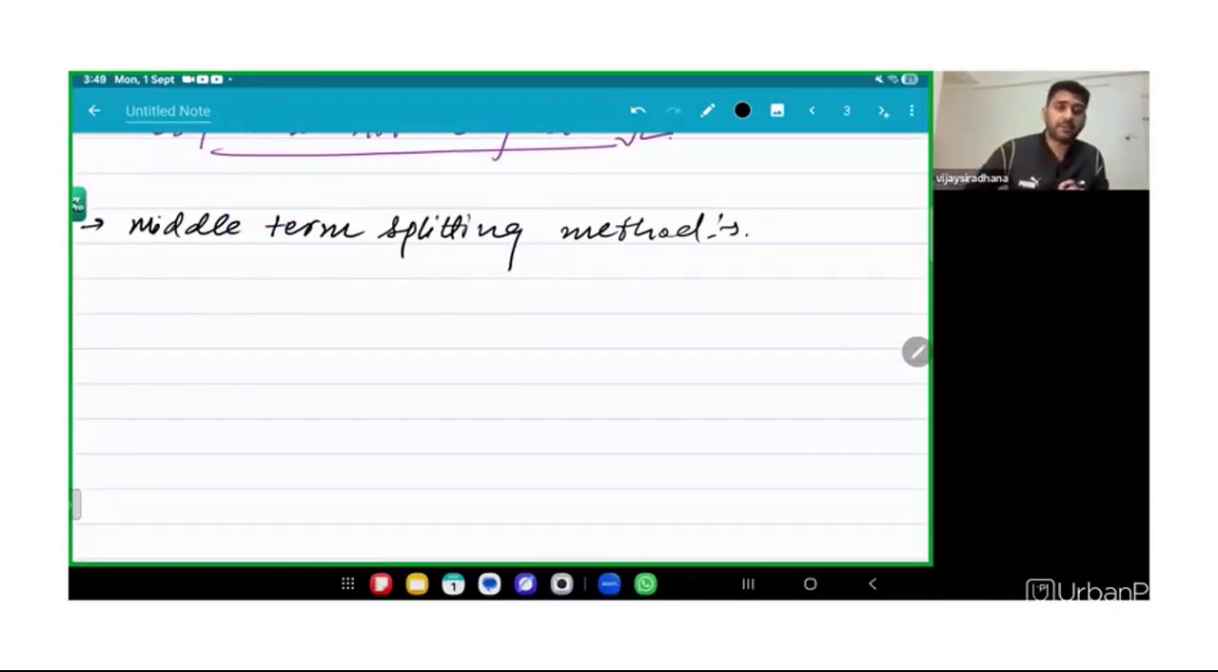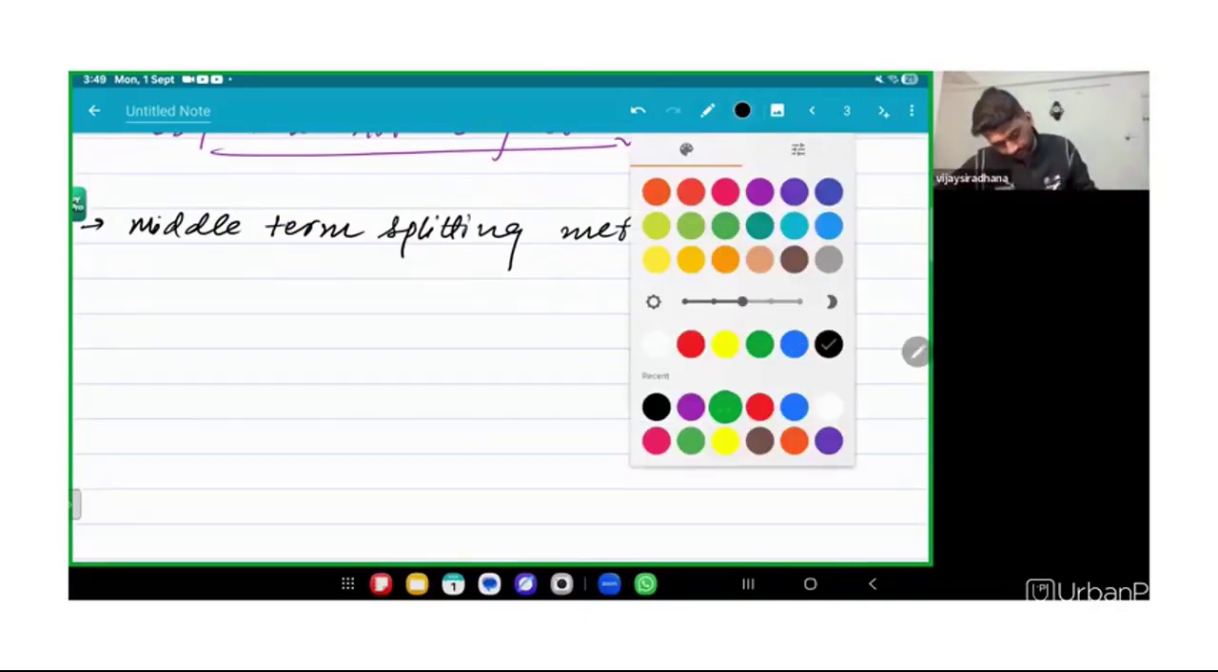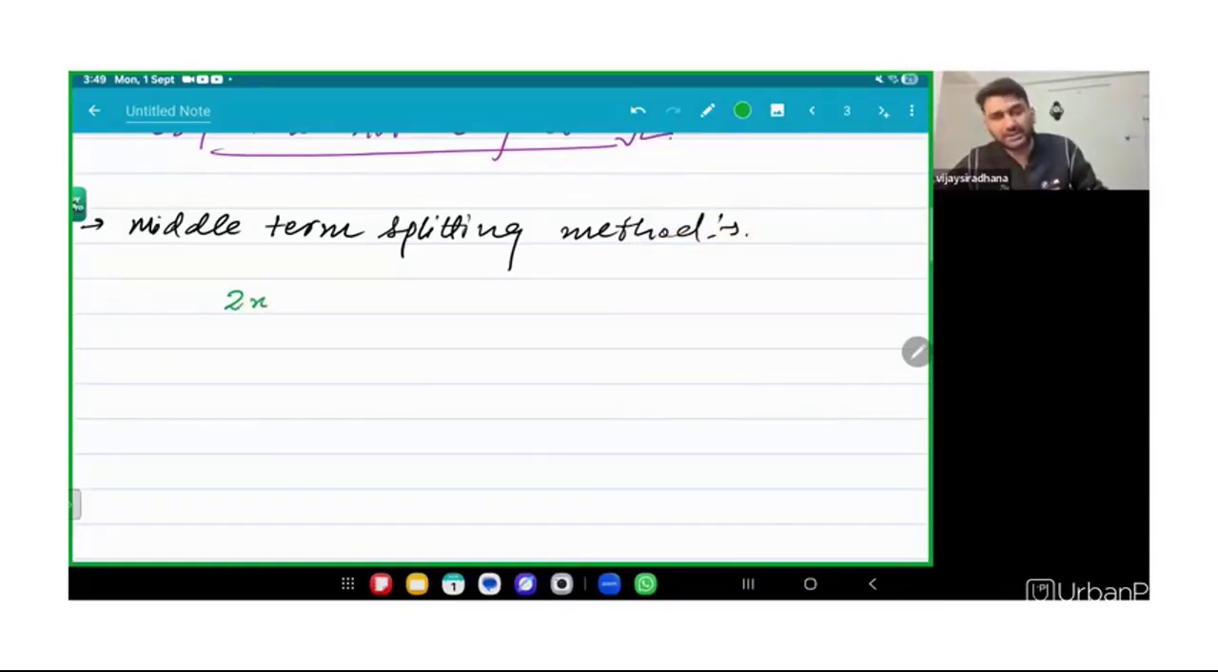Now student, in the middle term splitting method, suppose you are getting one question which is 2x square plus 7x plus 3 is equals to 0. Now what do you mean by middle term splitting method is that you need to split this middle term, which is 7x. You know that this method can be only used whenever it is a quadratic equation.